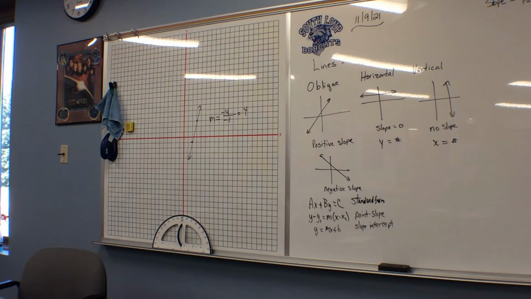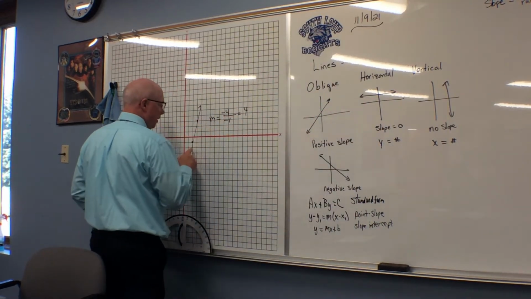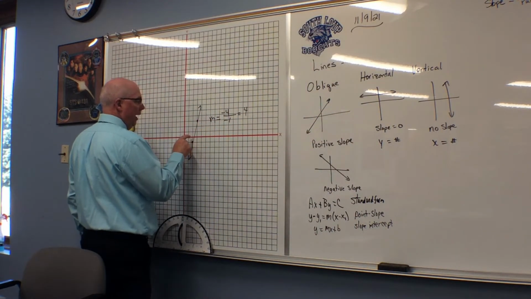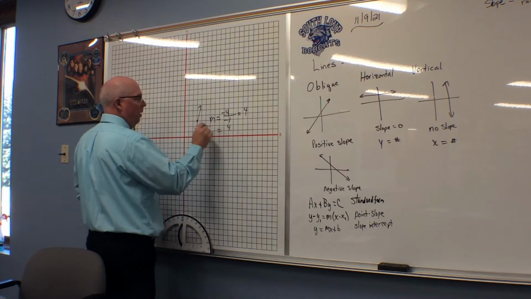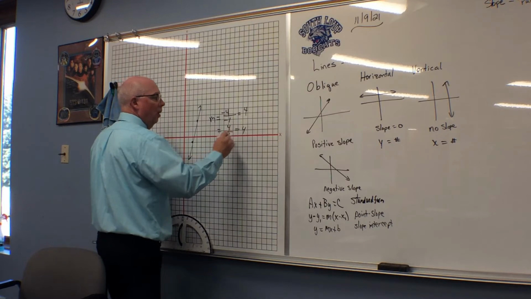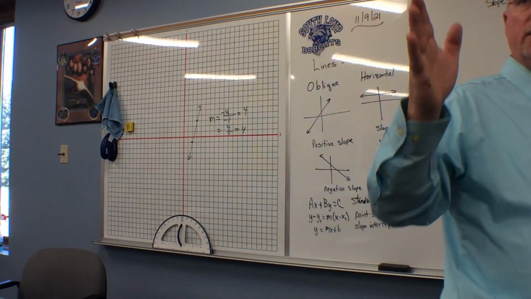Okay, so let's go the other way. I'm going to go from this point to this point. So I'm going to do my rise first. I go up 1, 2, 3, 4, up 4, and to the right 1. And those are both positive. I get 4 also. It doesn't matter which point you start with and which one you end up, you will always get the same thing.